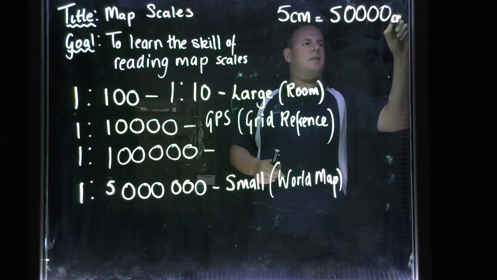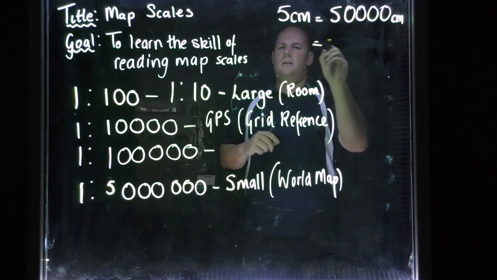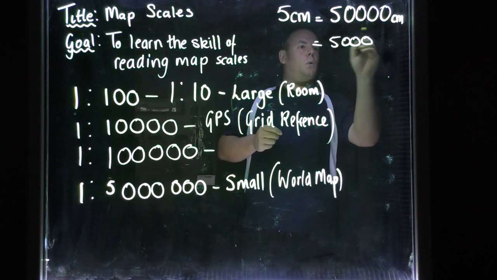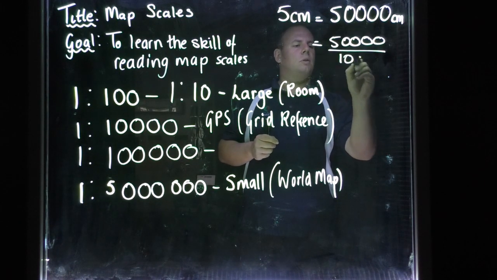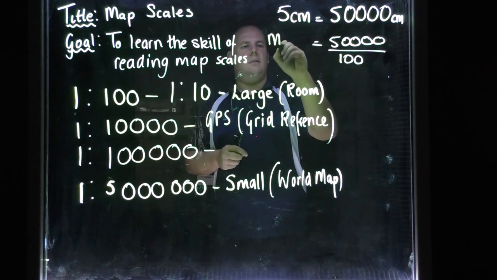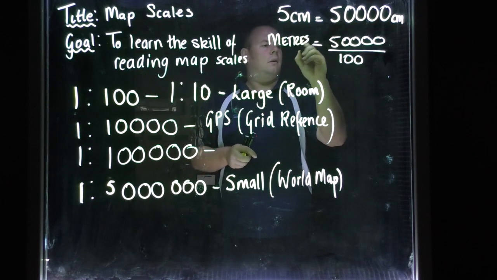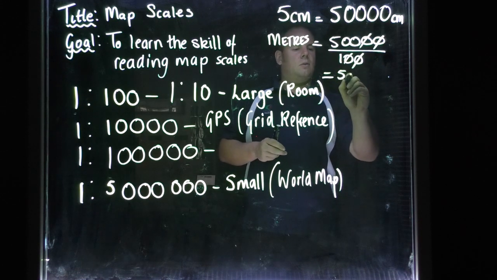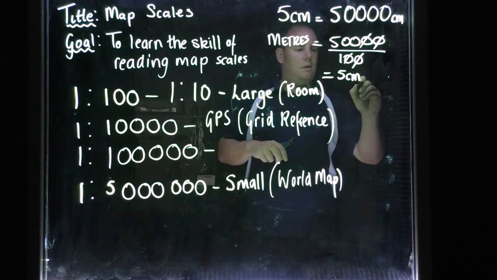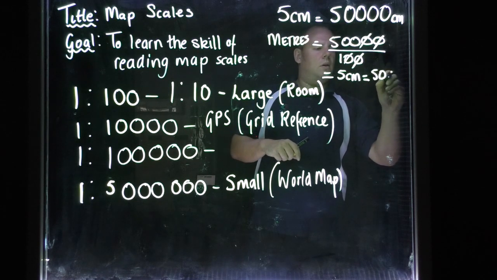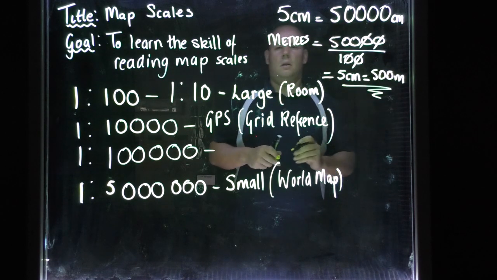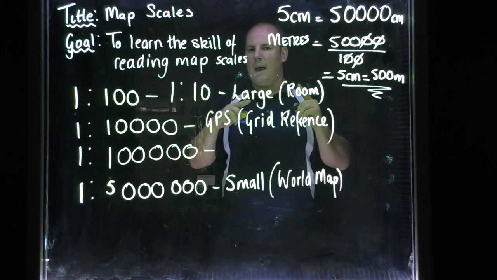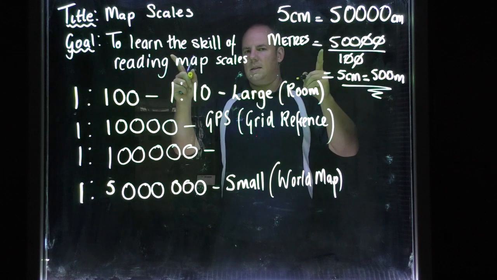So that's 50,000 centimetres, but we don't do centimetres in real life. We divide this by 100, and this is to convert it into metres. To do that, cross those out. So 5 centimetres on our map in real life is 500 metres. So that's going to really help you when you're looking at trying to work out gradients on the map when we haven't got a line scale.